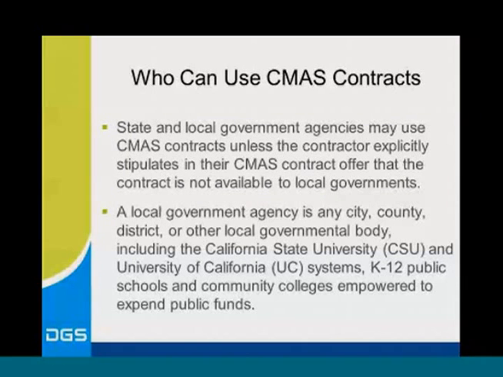Who can use the CMAS contracts? State and local government agencies may use CMAS contracts unless the contractor explicitly stipulates in their contract offer that the contract is not available to local governments. A local government agency is any city, county, district, or other local governmental body, including the California State University, CSU, and University of California, the UC systems, K through 12 public schools, and community colleges empowered to expend public funds.